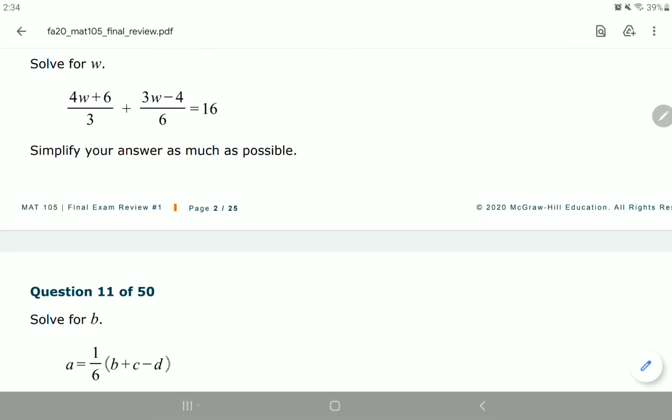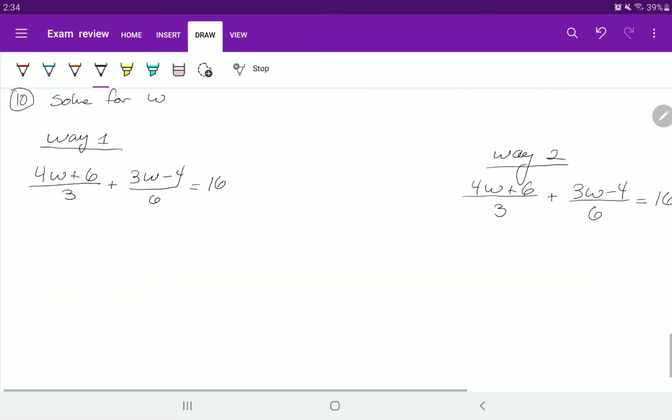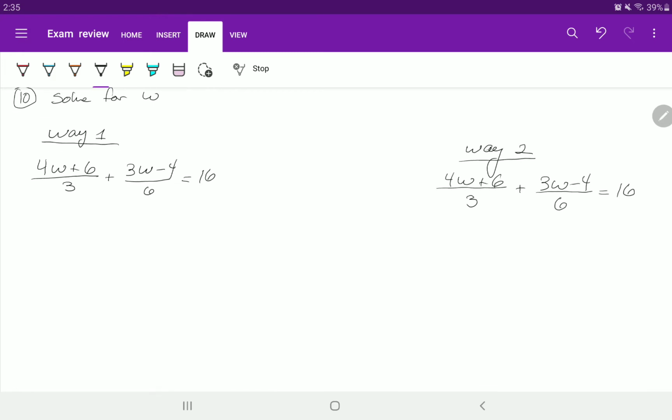I know each instructor does it a different way, so I'm going to do that problem in two different ways, way 1 and way 2. Way 1 is the way that I usually teach this. First things first, you need to find the least common denominator for all the terms.